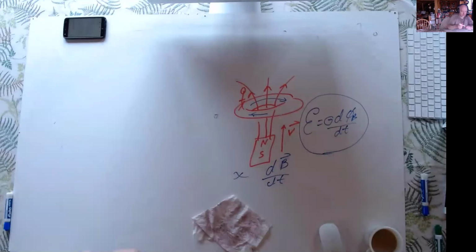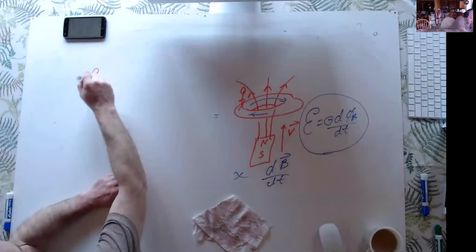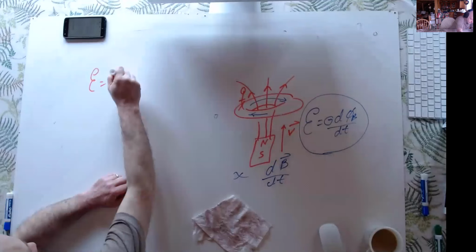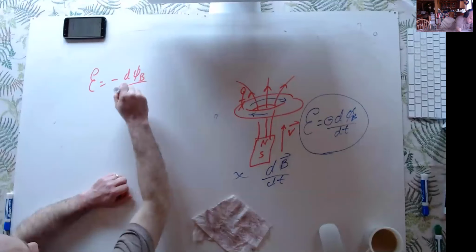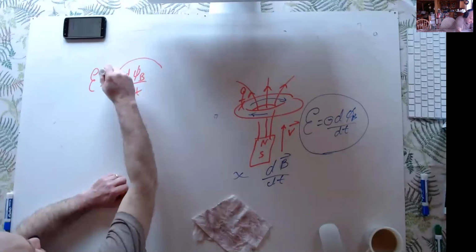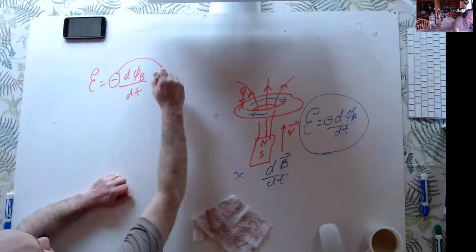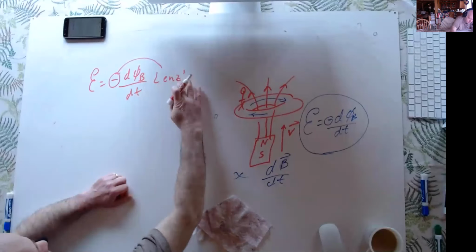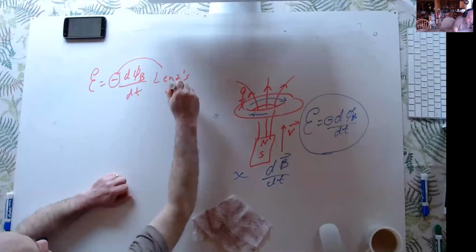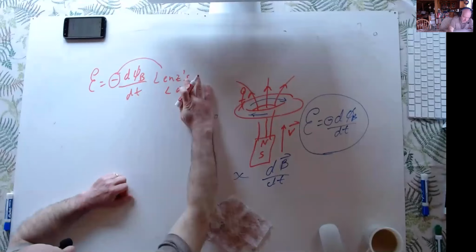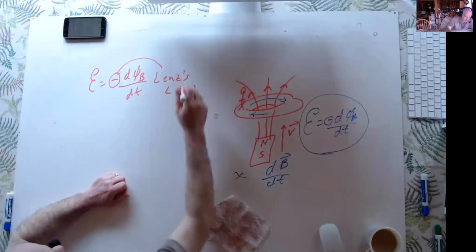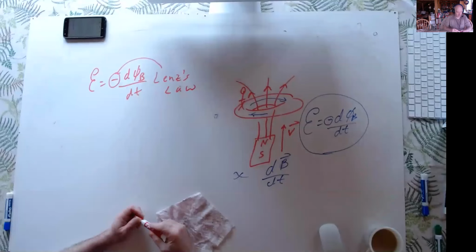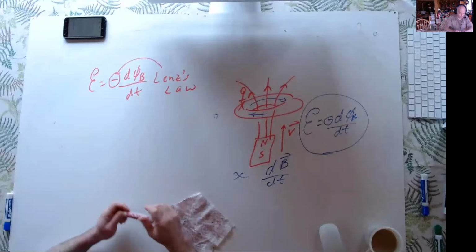So this minus sign here is given a name, and we call it Lenz's law. And Lenz's law, again, that's kind of a fake minus sign. It's there, but it's not there. That's a tricky minus sign. That's one of the trickiest minus signs in physics.